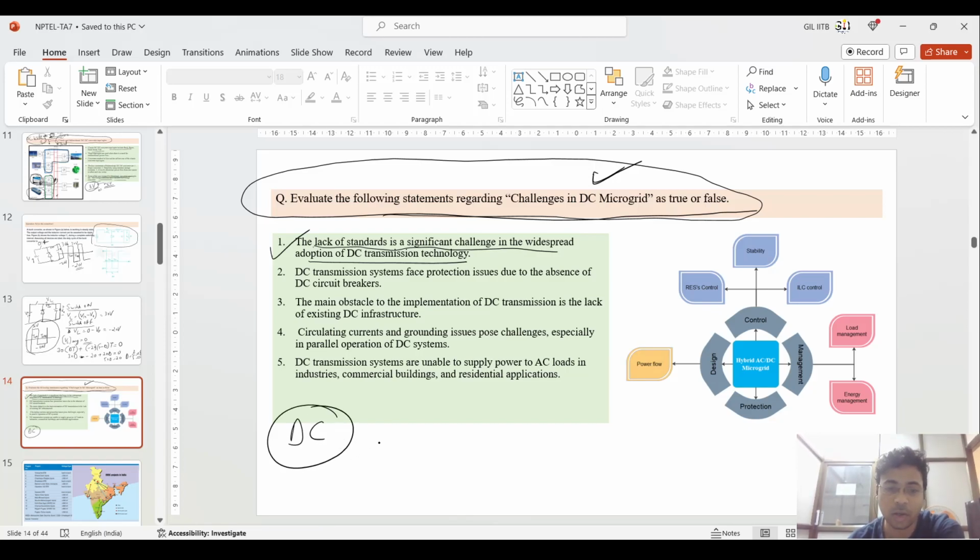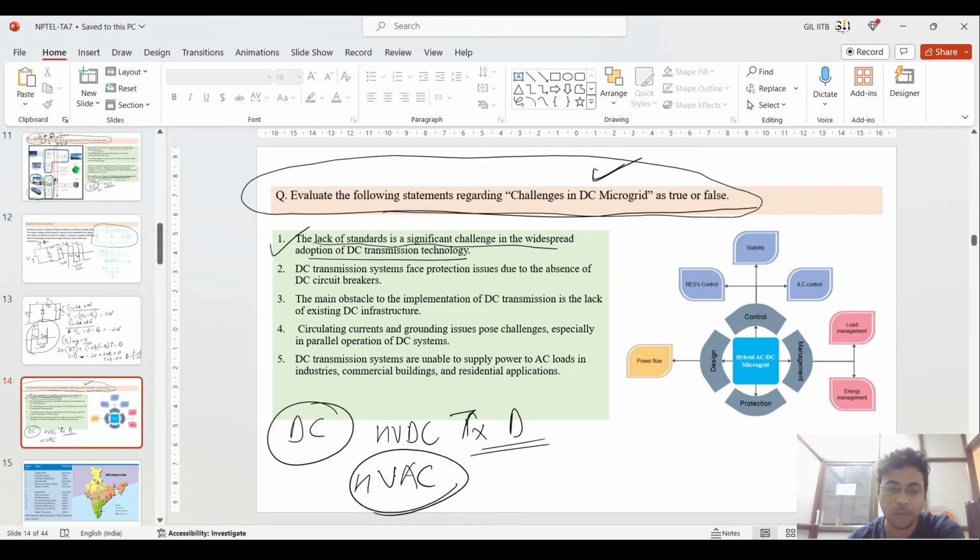In India also, there are a certain number of HVDC links. HVDC transmission systems are there, but you do not find a lot of them compared to the HVAC system. So there is a widespread HVAC transmission system, but HVDC is not as prominent compared to HVAC. That created a problem in making proper standards of that.